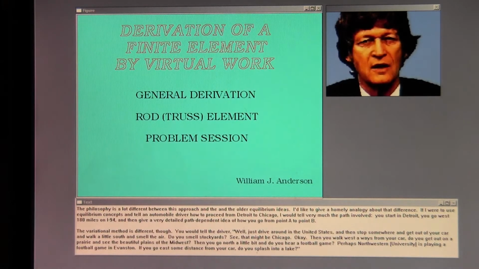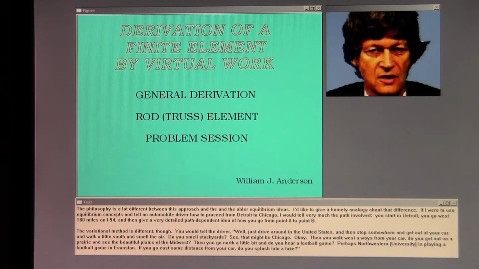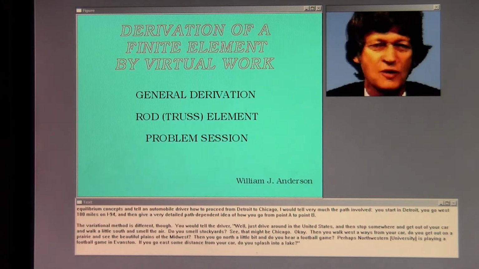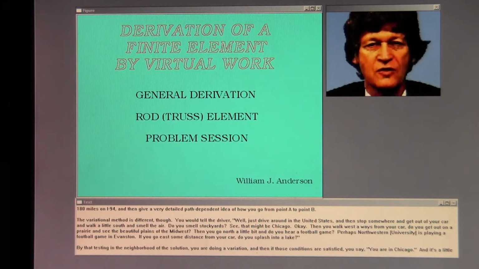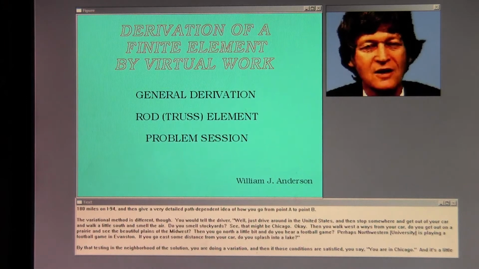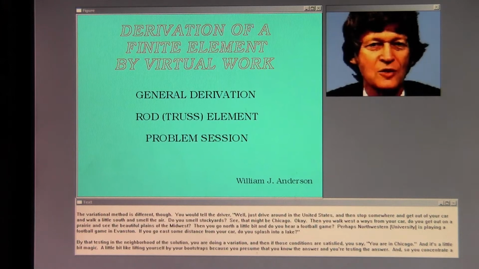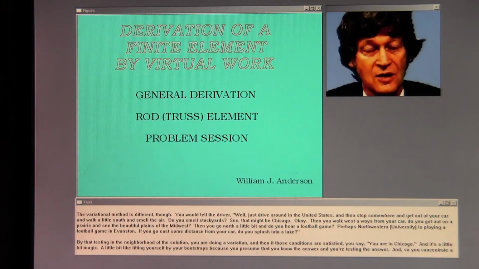The variational method is different, though. You would tell the driver, well, just drive around in the United States, and then stop somewhere and get out of your car and walk a little south and smell the air. Do you smell stockyards? And see, that might be Chicago, okay. Then you walk west a ways from your car. Do you get out on a prairie and see the beautiful plains of the Midwest? Then you go north a little bit, and do you hear a football game? Perhaps Northwestern is playing a football game in Evanston. And if you go east some distance from your car, do you splash into a lake?